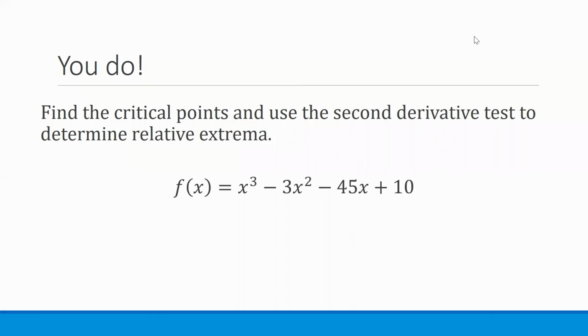I would like you to try this problem on your own. Push pause on the video, try it, and then watch the next video for the solution.